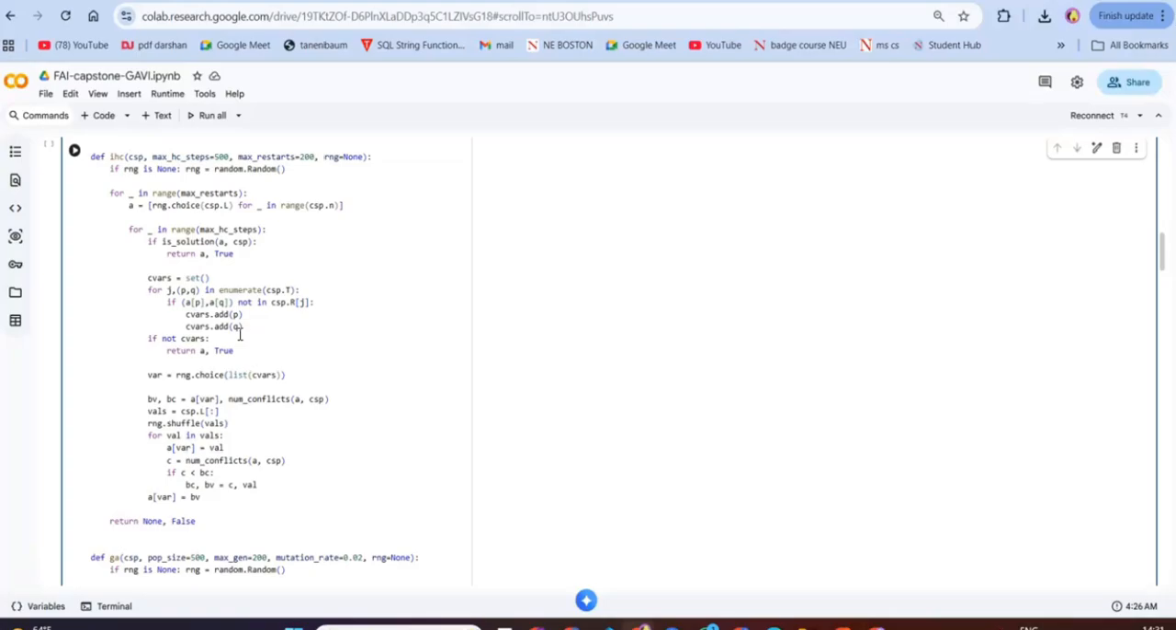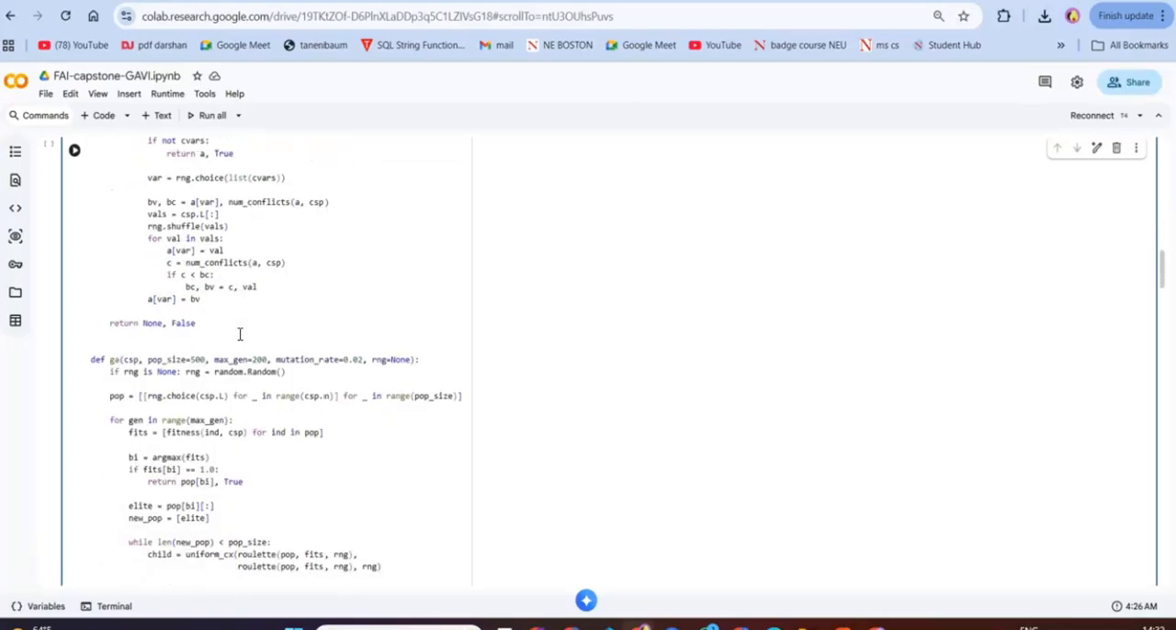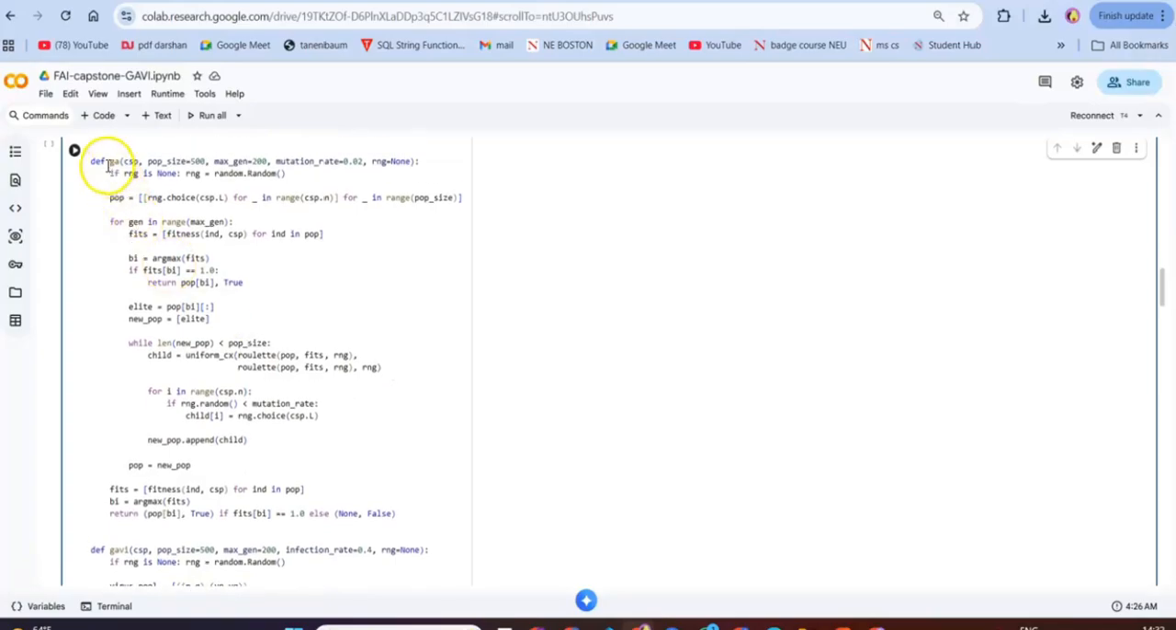Pick a conflicting variable, try every value, and keep the best. If it stalls, restart from scratch, and it matches the G-side paper style baseline in the paper. The next algorithm is the genetic algorithm. This is the standard GA: population of 500, uniform crossover, 2% local mutation, roulette on squared fitness with elitism.